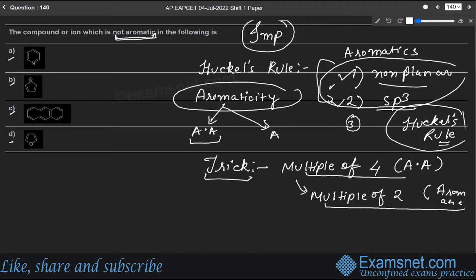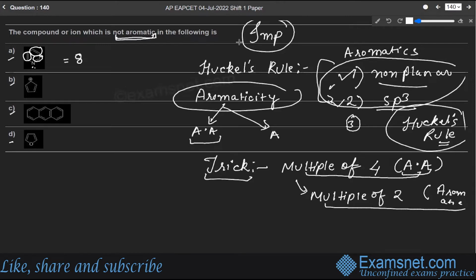So let's look at which is a multiple of 4 to go for anti-aromatic. You see, basically you count electrons. One bond has 2 electrons. So 2, 4, 6, and then a lone pair on nitrogen. So 2, 4, 6, 8. So it is a multiple of 8.